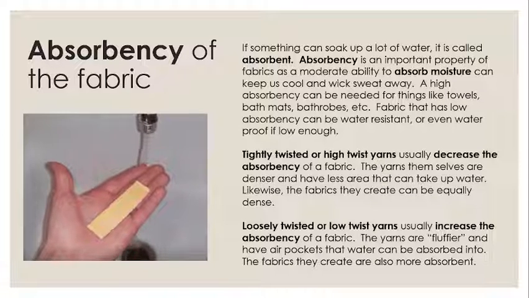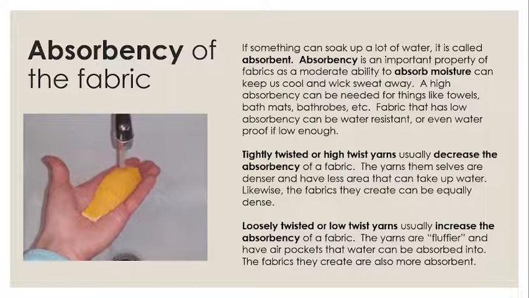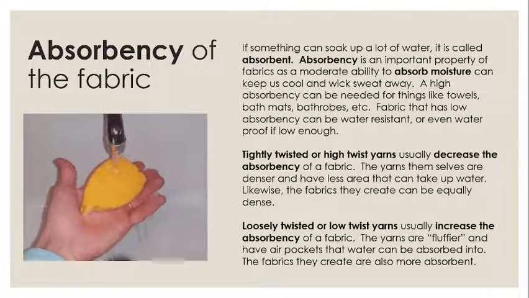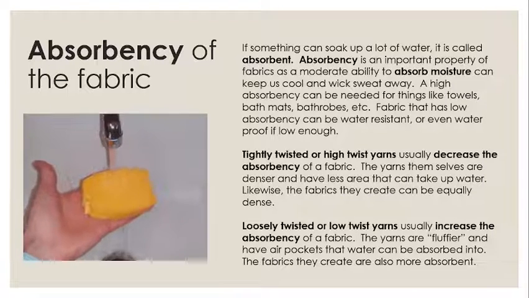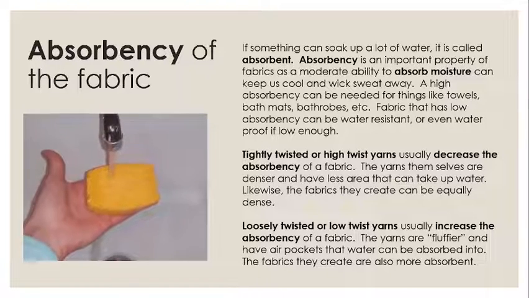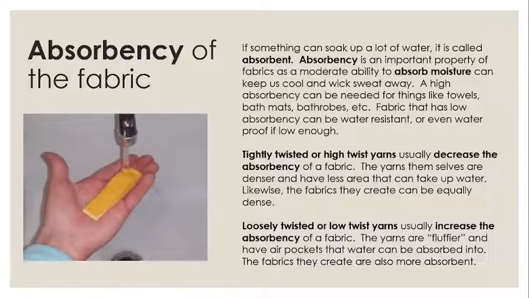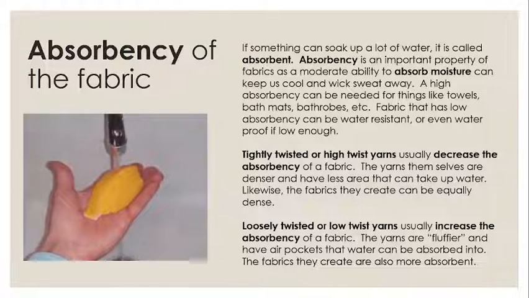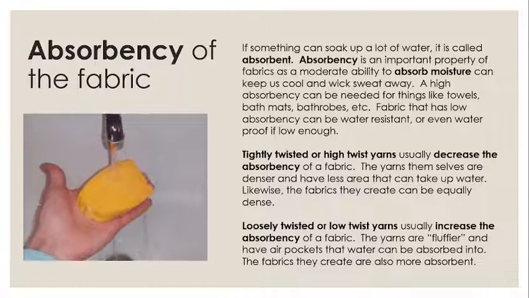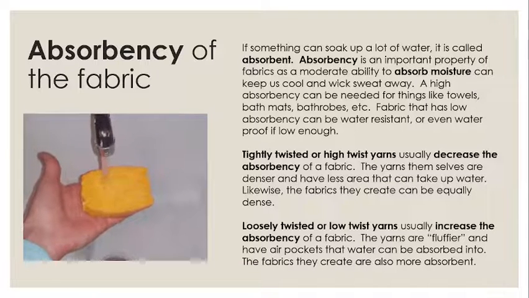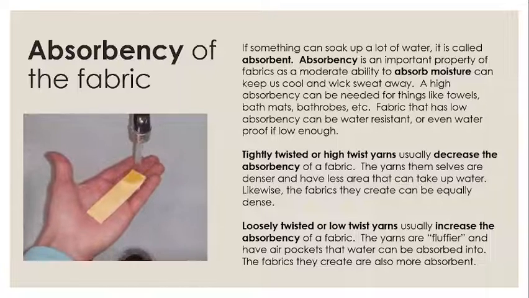So highly twisted yarns, or tightly twisted yarns, usually decrease the absorbency of a fabric. The yarns themselves are denser and have less area that can take up water. Likewise, the fabrics they create can be equally dense. Loosely twisted yarns or low twist yarns usually increase the absorbency of a fabric. The yarns are fluffier and have air pockets that water can be absorbed into. The fabrics they create are also more absorbent.